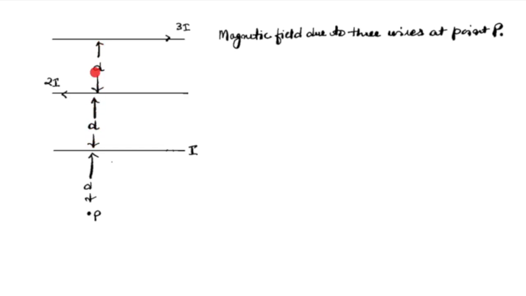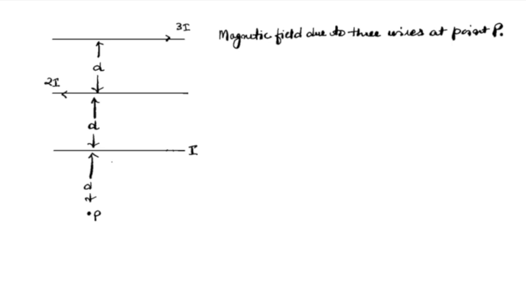Again, the same distance d is between them. And below the bottommost wire, again at distance d, you will find this point P. What has been asked is, what is the magnetic field due to all three wires at point P? So that is what is being asked. Now, how will we go about it?